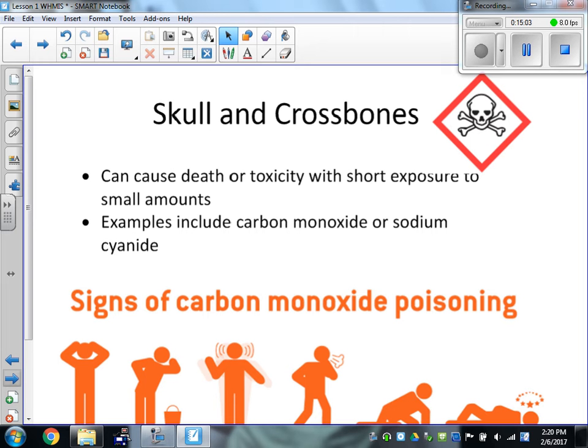Carbon monoxide, pretty common gas. It forms when fuel doesn't burn completely. So this can happen in a house. That's why we should have carbon monoxide detectors in our house. Go to Costco. They're cheap there, 30 bucks. Buy more than one.